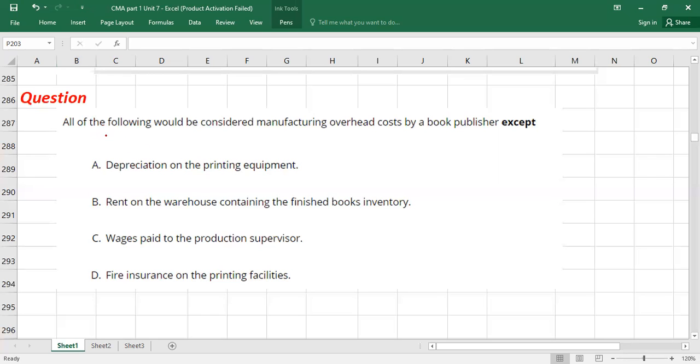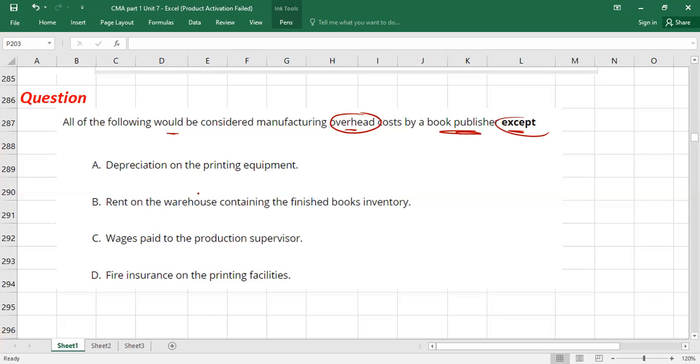The question is, all of the following would be considered as manufacturing overhead by a book publisher, except. Now the question is about overheads. You are dealing with a book publishing company. So what is the overhead, except? Which is not part of overhead? Actually, this is the question.